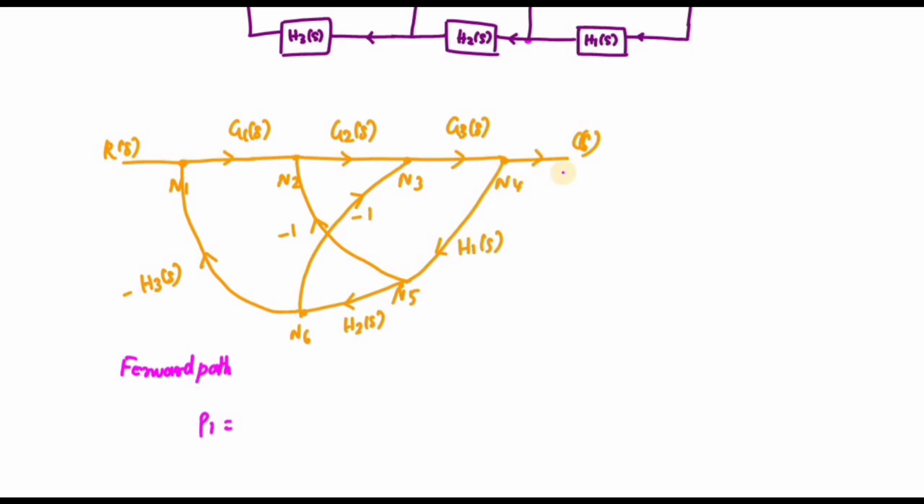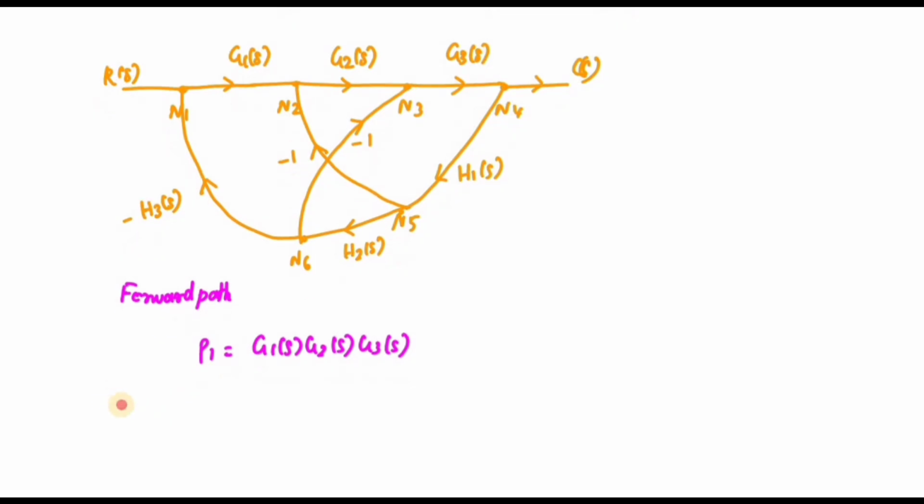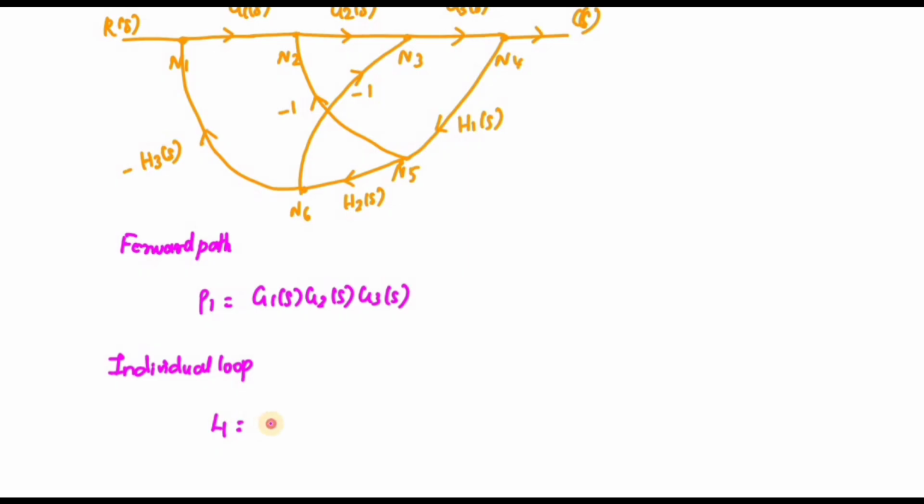So there is only one forward path. I'm going to write G1 of S, G2 of S, and G3 of S. Okay. The next step is to find the individual loops. An individual loop means the starting point and the ending point should be the same. So you can see from N1 it goes to N4, then again it is coming to N1, right? So L1 is equal to G1 of S, G2 of S, G3 of S, H1 of S, H2 of S, and minus H3 of S.